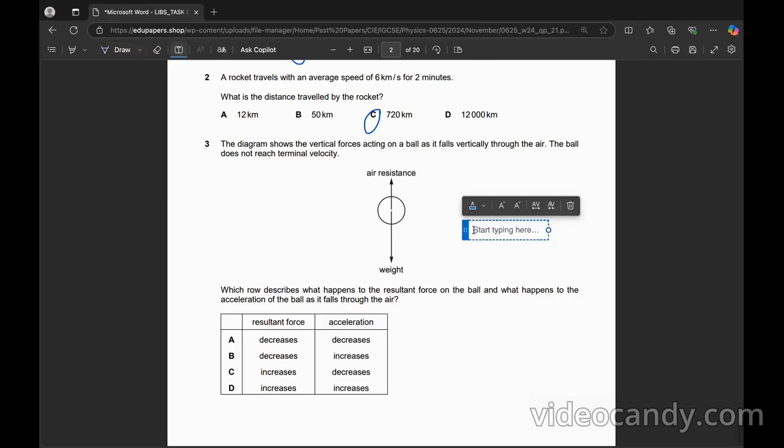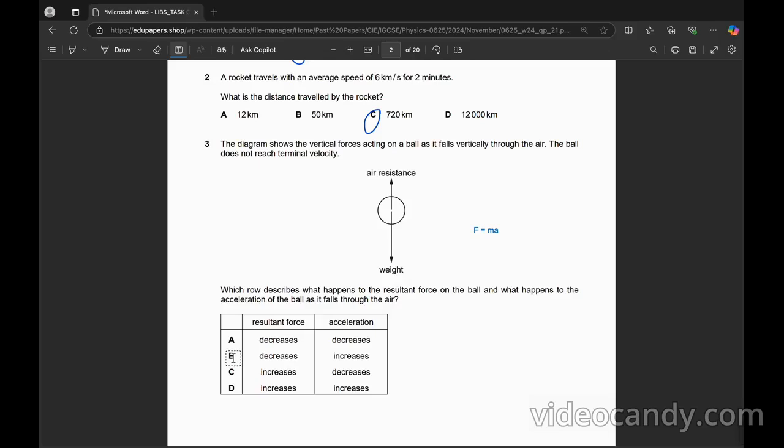Now to solve this, we have to know this equation, which is resultant force equals mass times acceleration. And we have to know this because it shows the relationship between resultant force and acceleration, which is directly proportional to each other, which means that if force increases, then acceleration would increase. So you can just exclude B and C.